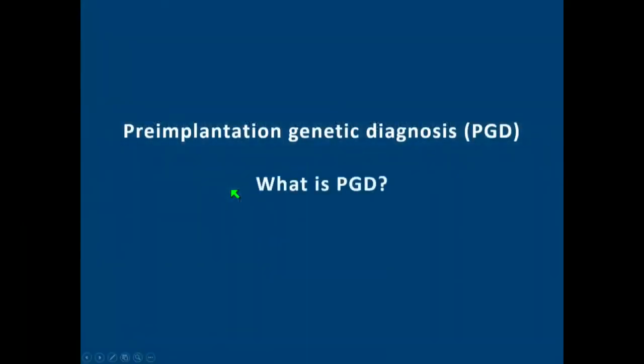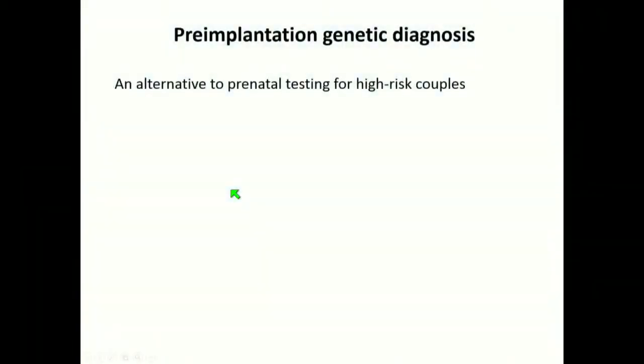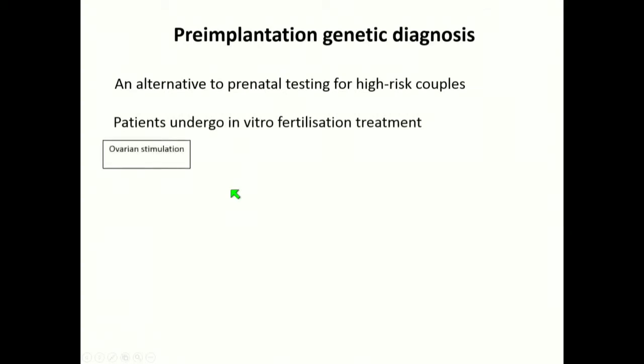So to start with preimplantation genetic diagnosis, I guess the first question, what is it? Well, you can consider it really to be an alternative to routine prenatal testing for couples who already know they're at very high risk of transmitting a particular inherited condition. So it's not something you would use just as a routine screen in a population. You would use it for patients who already have been identified as being at high risk of transmitting a Mendelian disorder. The vital part of PGD is that the couple are going to have to undergo an IVF treatment cycle.